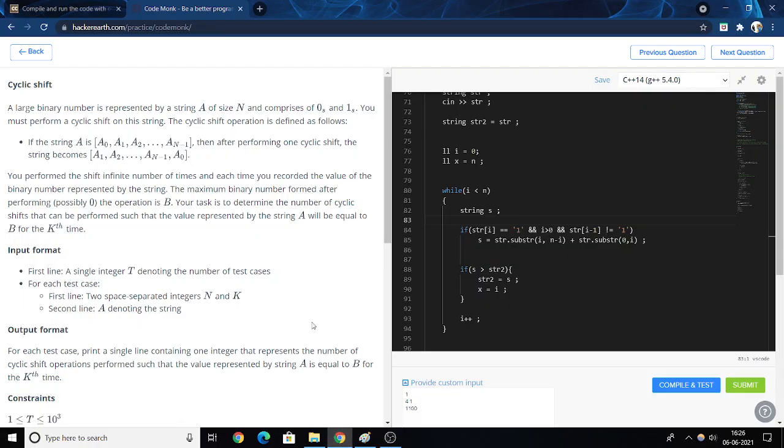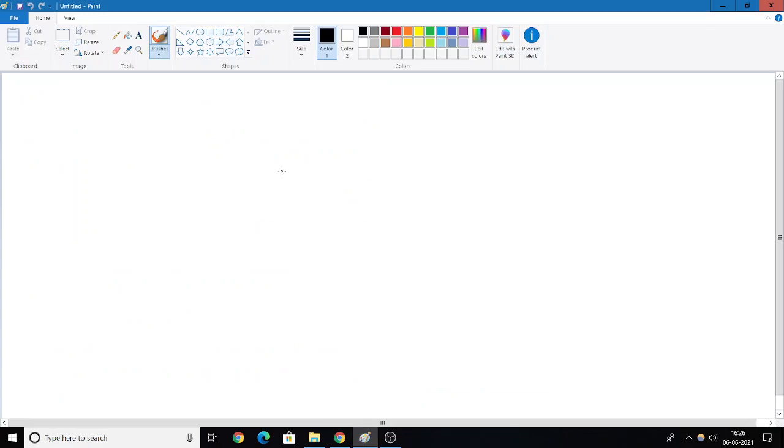Hi guys, so this is the problem cyclic shift that I'm going to discuss. Now there are a few things regarding this problem and I will talk about them one by one.